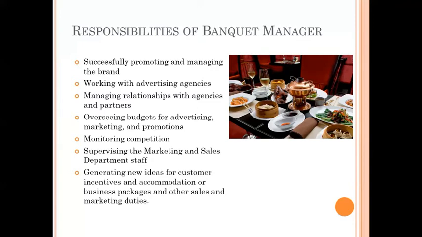Successfully promoting and managing the brand, working along with the advertising agencies, managing the relationships with agencies and parties, overseeing budgets for advertising, marketing, and promotions, monitoring the competition around you, supervising the sales and marketing department staff, and of course, generating new ideas for customer incentives and accommodation, or planning business packages and other sales and marketing duties to ensure we earn high revenues for our hotel.